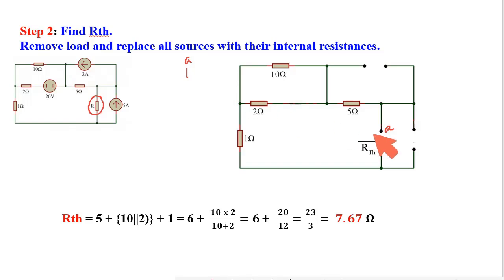So A has a single path, 5 ohm. Next, two paths, this is one path, this is another path: one is 10 ohm, another is 2 ohm. This meets at a particular point. From here 1 ohm, and ultimately I got B. Now from here it is easy to understand that 10 and 2 are in parallel. Take the equivalent of this in series with 1 and 5, and ultimately I got 7.6 ohm, which is RTH.